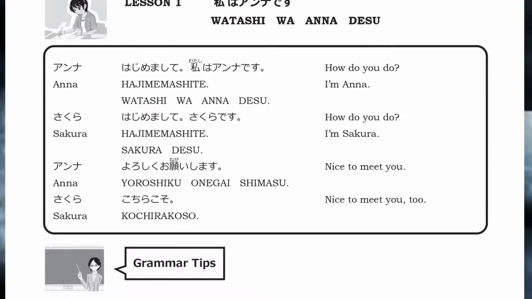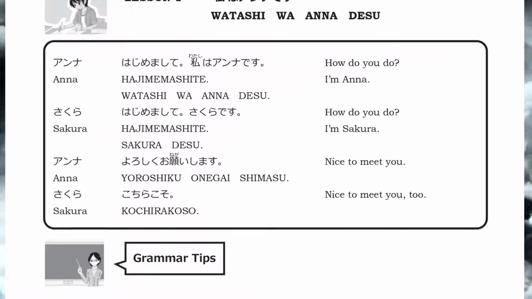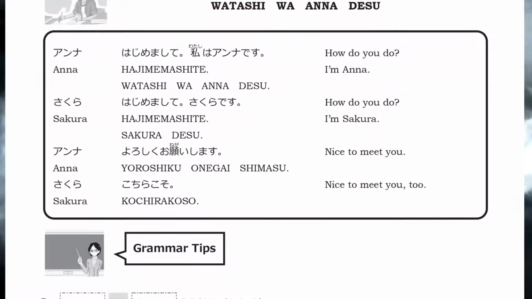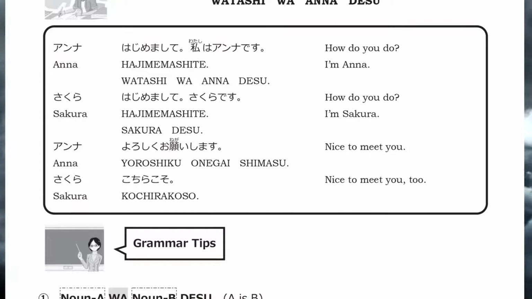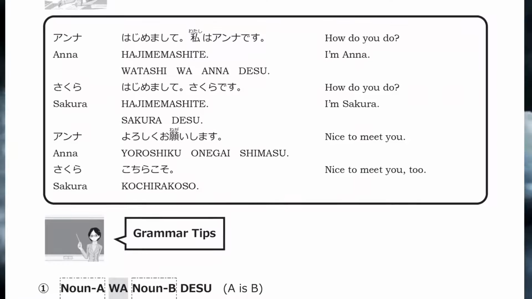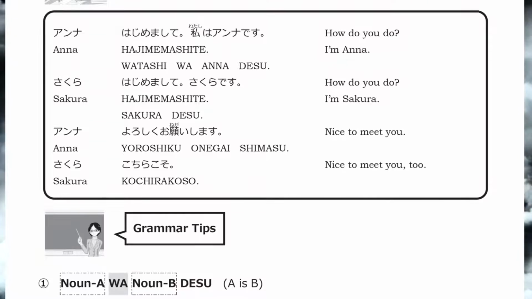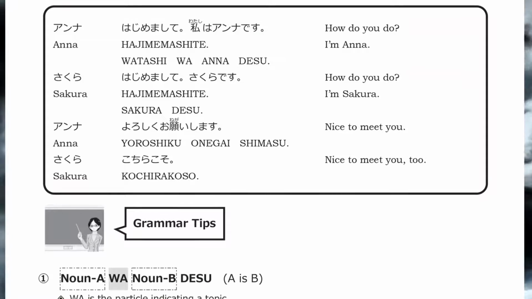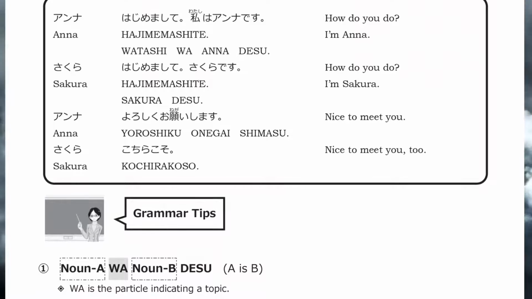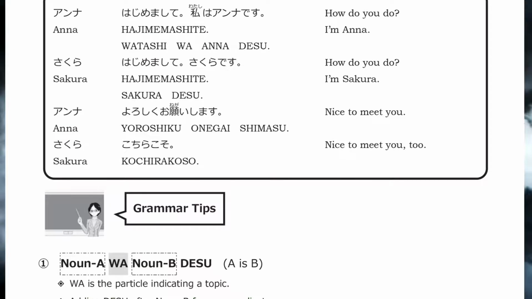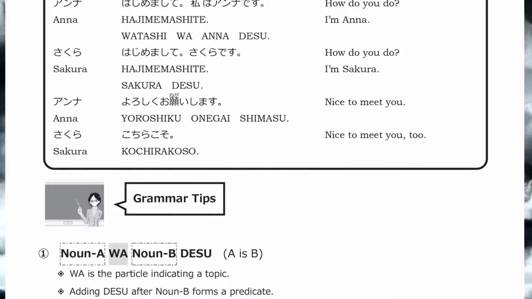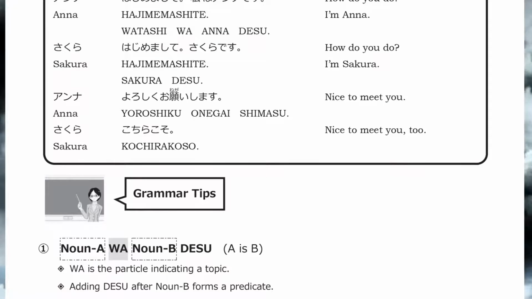Then Sakura replies, はじめまして。さくらです。 Now you know what this means. How do you do? I'm Sakura. Hold on a sec. Sakura just said Sakura desu instead of 私は Sakura desu. Why didn't she say 私は before Sakura desu? In Japanese, you often omit the topic or the subject if it's clear from the context. Here, it's obvious that the person who is speaking is Sakura, so it sounds more natural if you don't say 私は in a sentence like this.